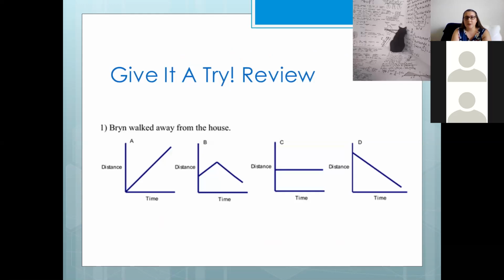Okay, so if you have a piece of paper handy, or if you want to just type your answer into the chat, I want you to give a couple of these a try. We have, I think, 5. Give it a try, quick review questions for you. So these are all going to be position time or distance time graphs. Which one best matches the scenario? So in this case, Bryn walked away from the house. Which one do you think best matches?